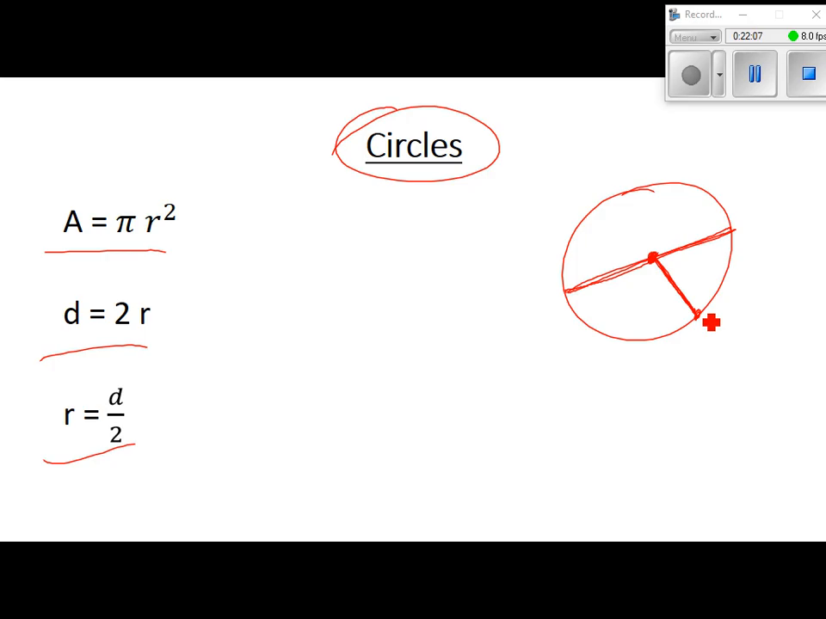Please be careful on one of the next slides coming up. There's going to be a formula that looks like this: 2 times radius times pi. Is that the same as that? No. Radius squared is not the same as multiplying the radius by 2. All right? So don't think that.